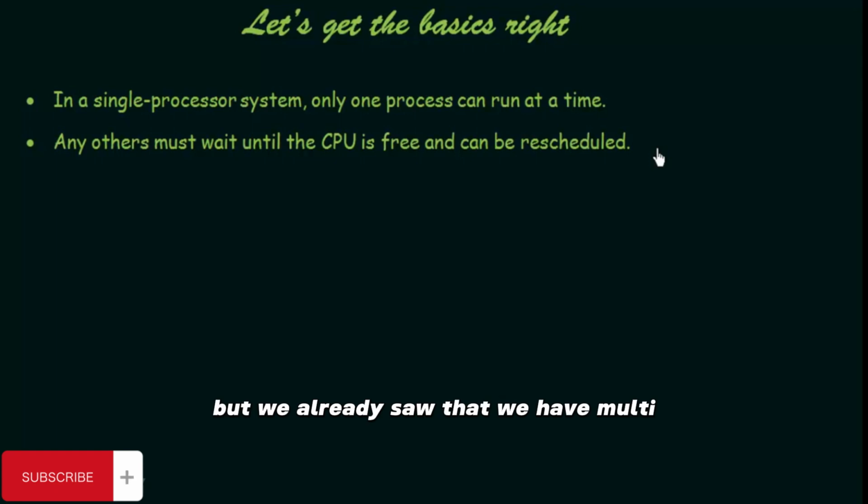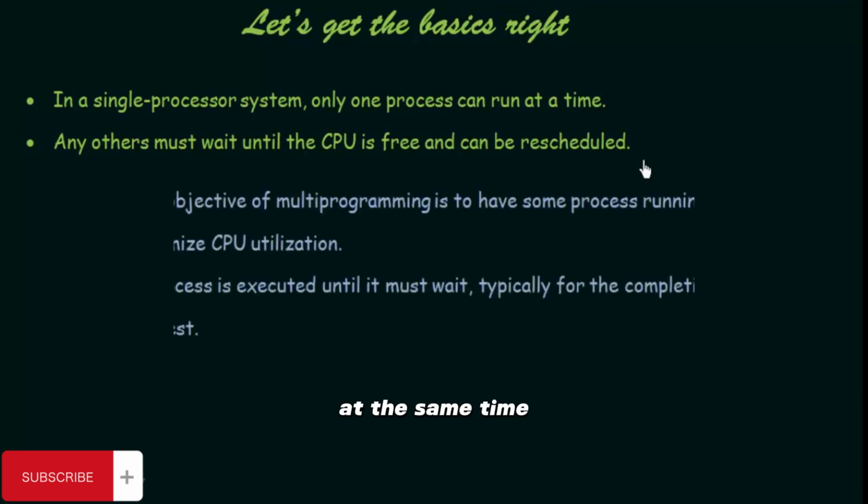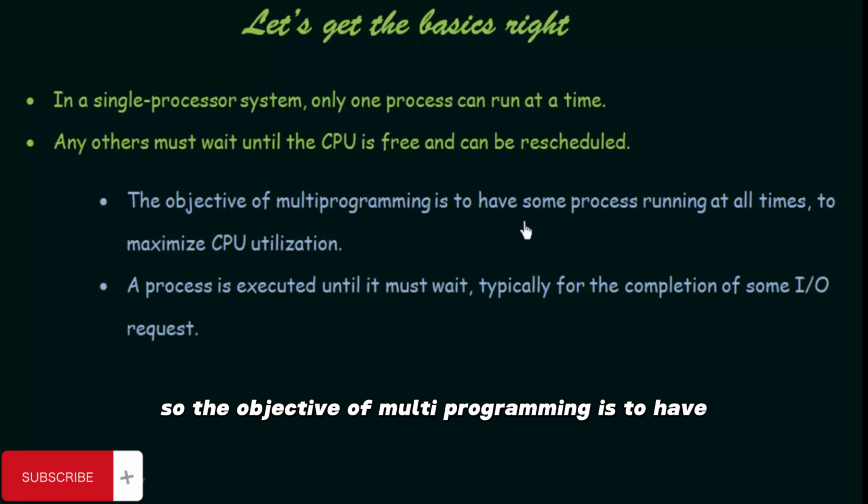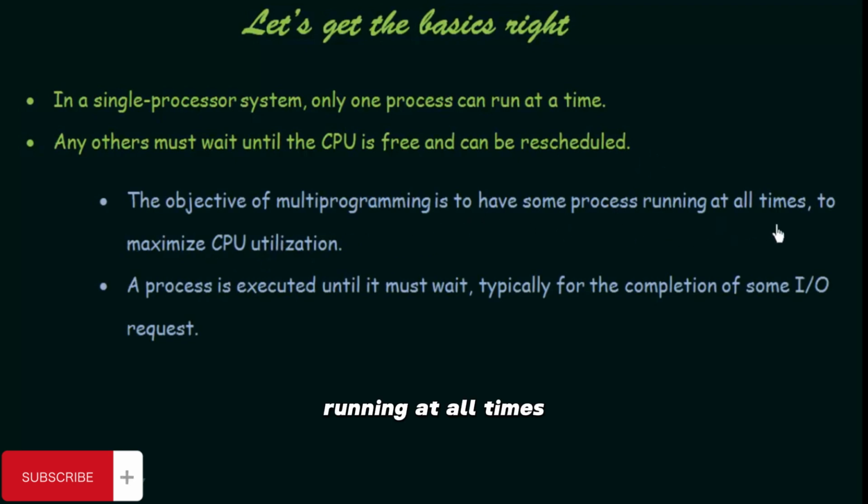But we already saw that we have multi-processor systems as well. Multi-processor systems are much better because there are more processors, and hence more processes can run simultaneously at the same time. The objective of multi-programming is to have some process running at all times to maximize CPU utilization. So we know that the objective of multi-programming is that we want some process to be running all the time so that the CPU is always utilized by some process.